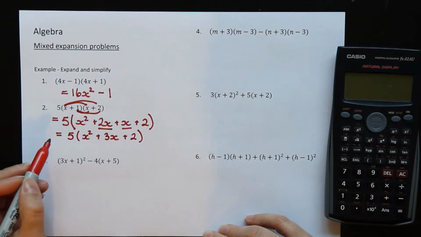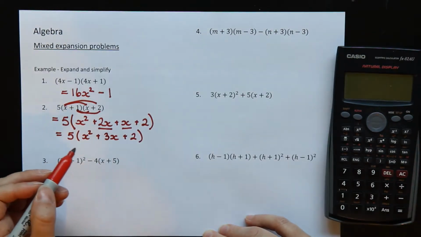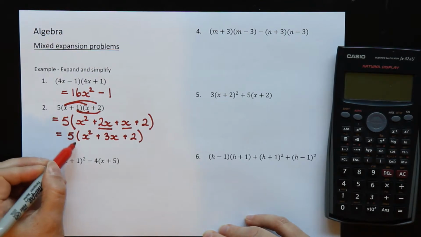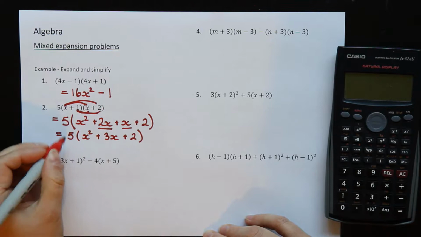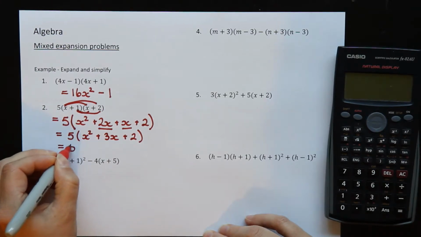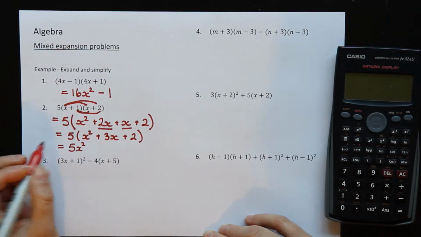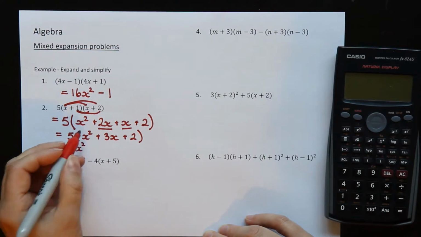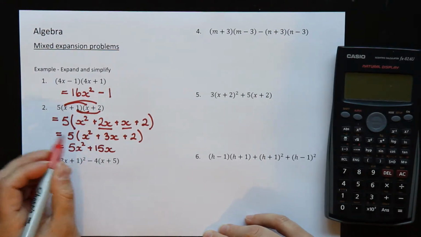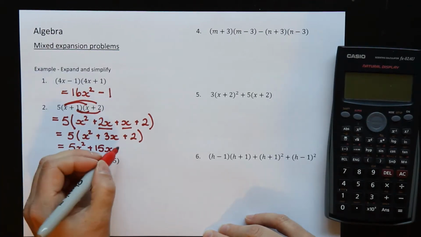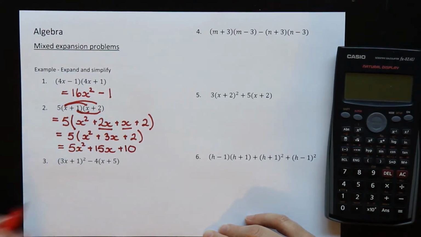Okay, once that is all expanded and collected nicely, then we can expand the 5 through that bracket as well. So 5 times x squared is 5x squared. 5 times 3x is 15x. And 5 times 2 is 10. Okay, and that is expanded and simplified.